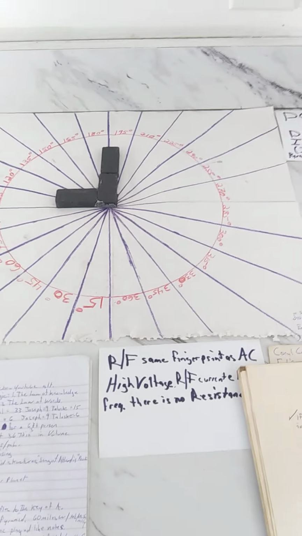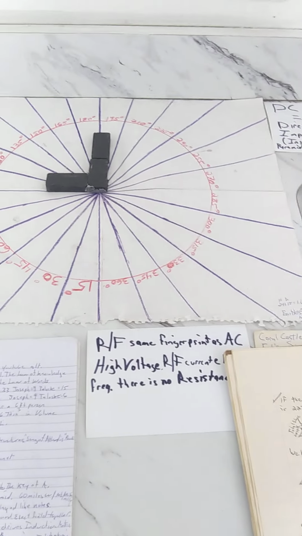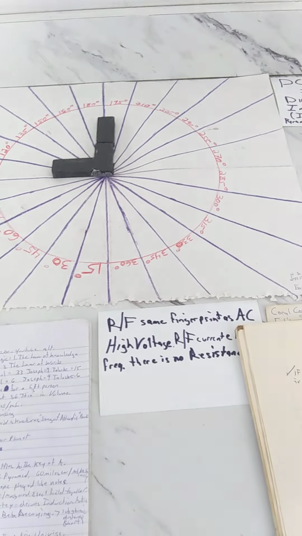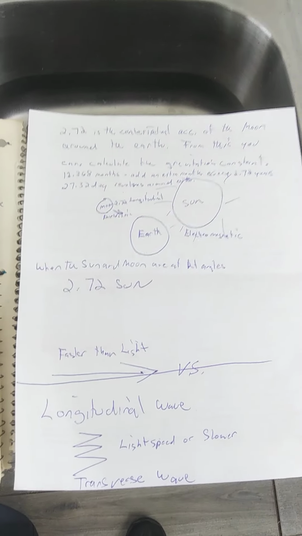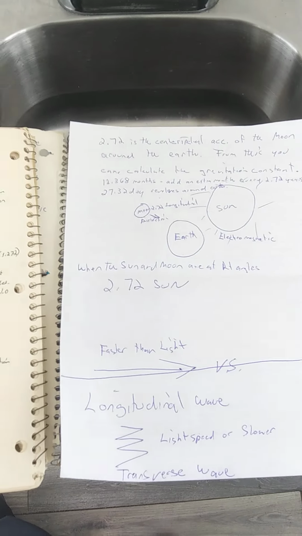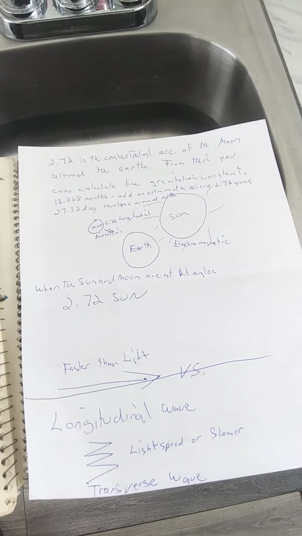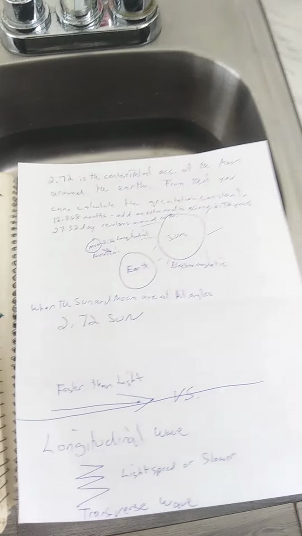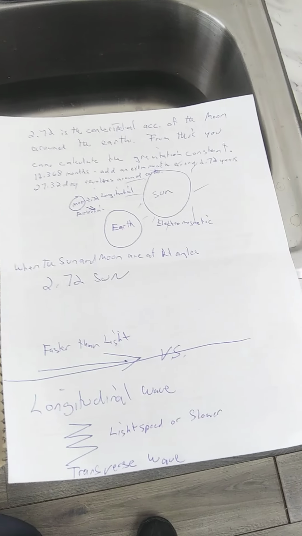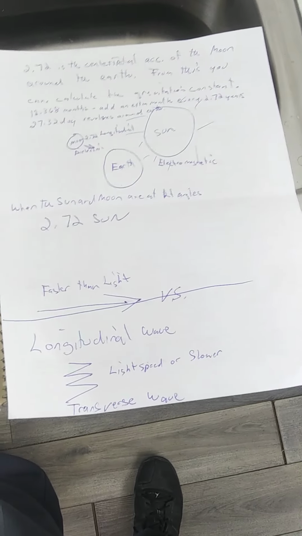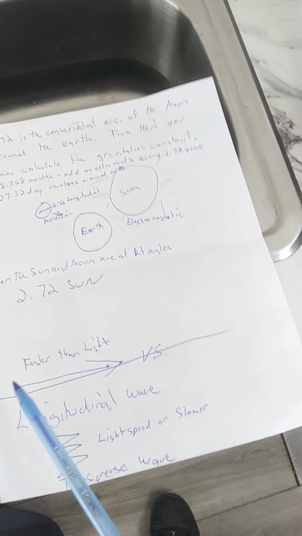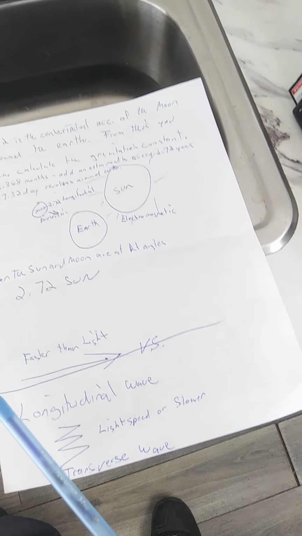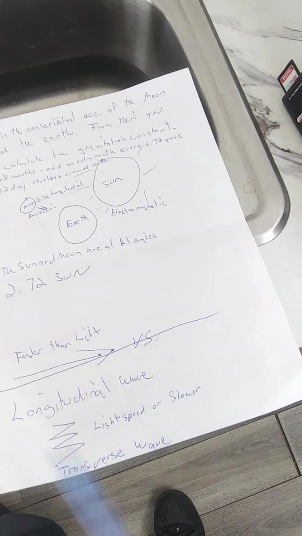In my interlocking rotating magnetic fields video, I stated that I combined the two waves. I said it's a transverse longitudinal wave, but that's not correct because that's impossible. They're two separate things. So you have your longitudinal and then you have your transverse.